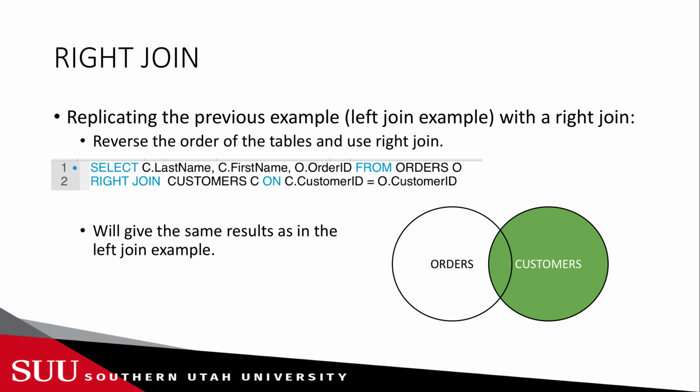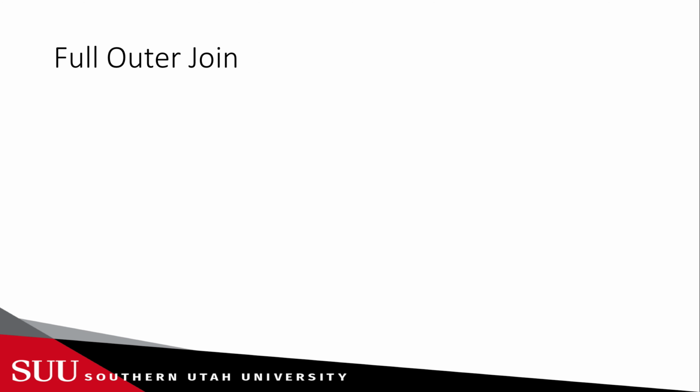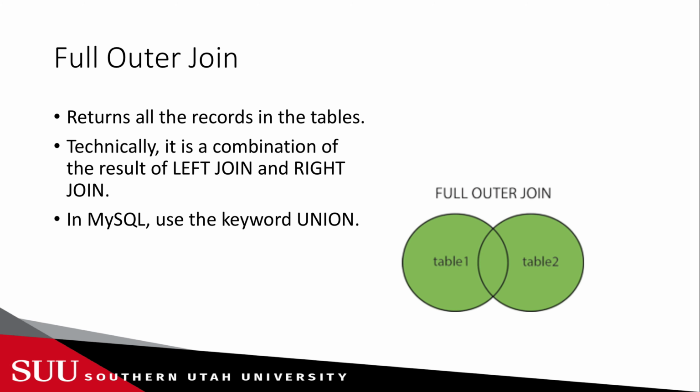Now, since I can replace right join with left join, or left join with right join, why do I need to know both of those? The answer is to be able to accomplish a full outer join, because a full outer join is nothing but the union of those two.